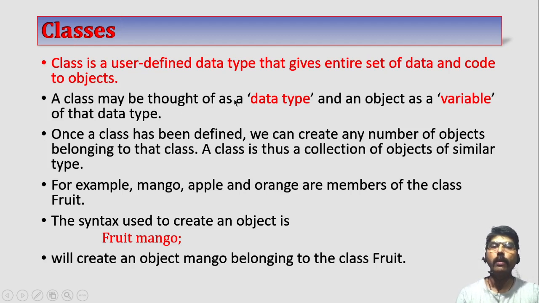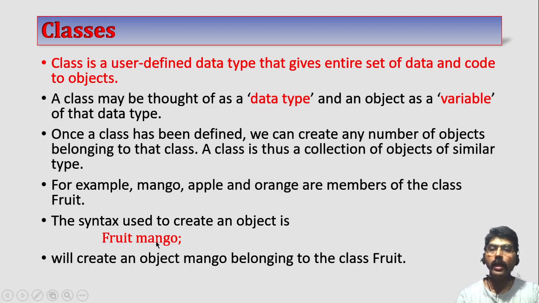A class may be thought of as a data type and an object as a variable of that data type. That means we can create objects by using classes. Once we create one class, we can create any number of objects, and all the objects belong to the same class, and all the objects behave the same. A class is thus a collection of objects of similar type. For example, if I am creating a fruit class, I can create many different fruits like mango, apple, orange, etc.